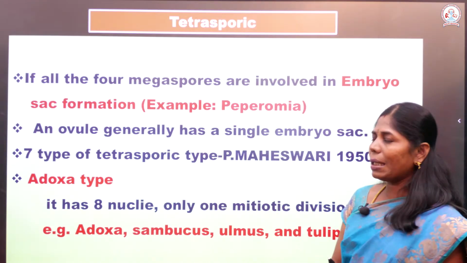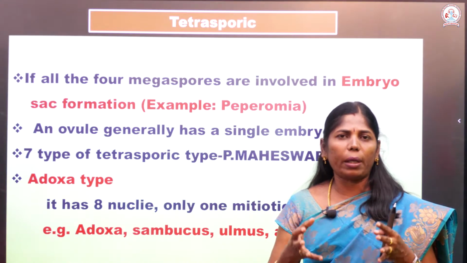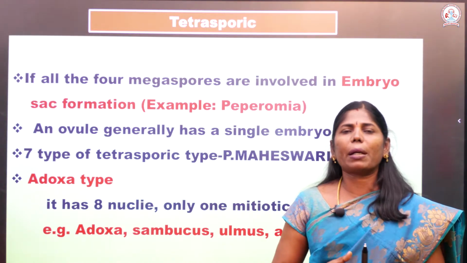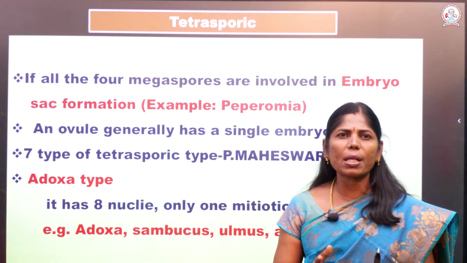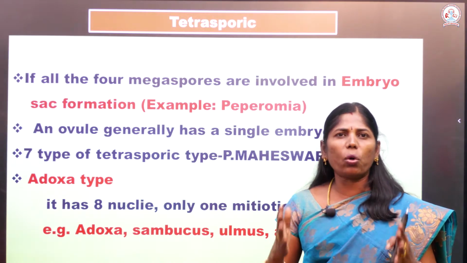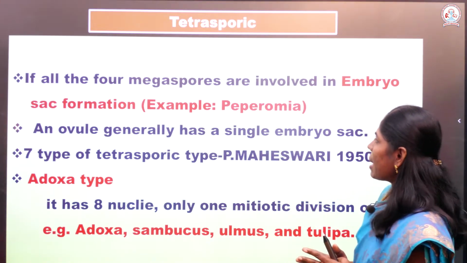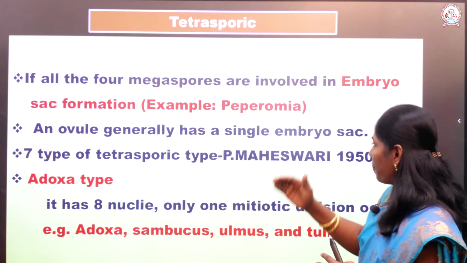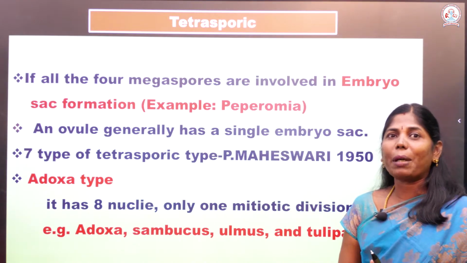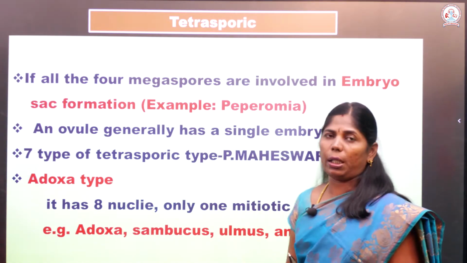Next we are going to see the tetrasporic condition. Tetrasporic means it has 4 haploid megaspores, and all the megaspores are involved in the embryo sac formation. So that is known as the tetrasporic condition. In each ovule we can see a single embryo sac. It has 7 types of tetrasporic conditions, which were proposed by P. Maheshwari in 1950.